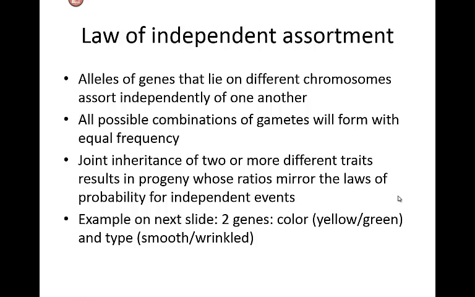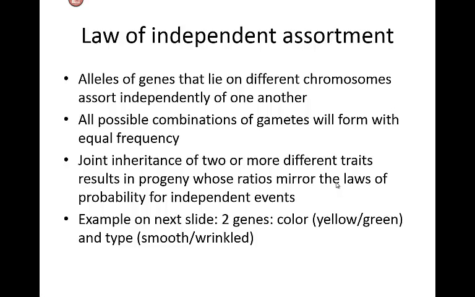When you're looking at two or more different traits, the reason why you can use this product law is because of the law of independent assortment. What this states is that alleles of genes that lie on different chromosomes are going to assort, or be inherited, independently of one another. If you think back to meiosis, when the chromosomes line up during metaphase 1, the arrangement of those, which side they align on, is totally random.